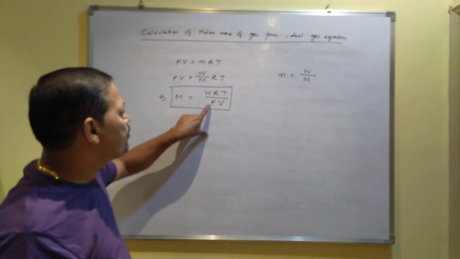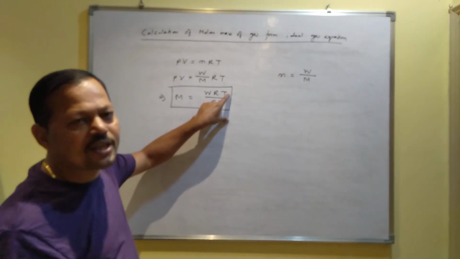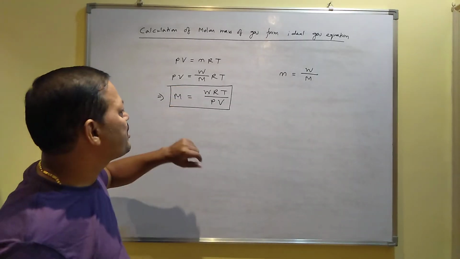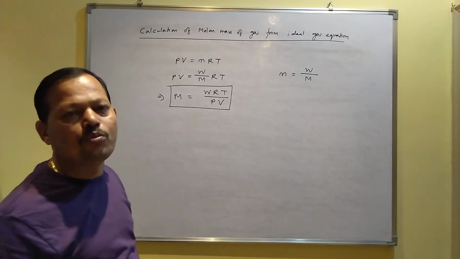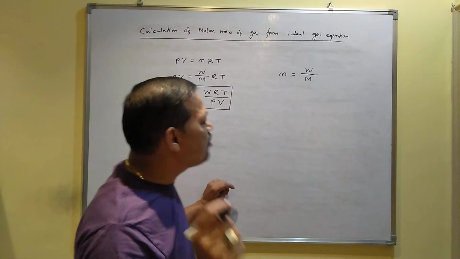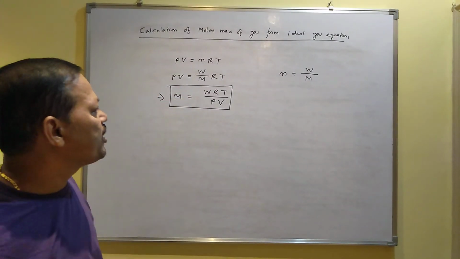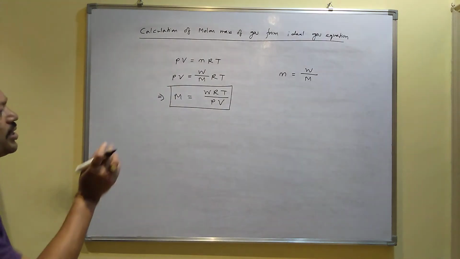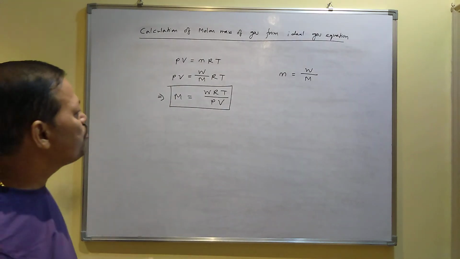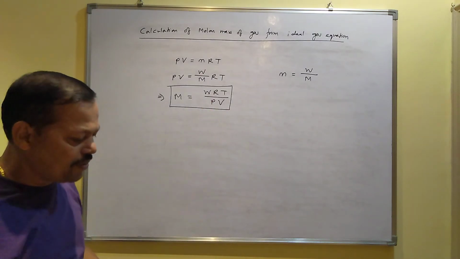I mean, if you know the pressure of the gas, if you know the volume of the gas, if temperature is given, and if the mass of the gas is given, you can find out the molar mass of the gas. If the gas is not mentioned, then also you can find out the molar mass if you know the pressure, temperature and the given mass. So this is the equation. If you want to determine molar mass of gas, then you can apply M is equal to WRT by PV.